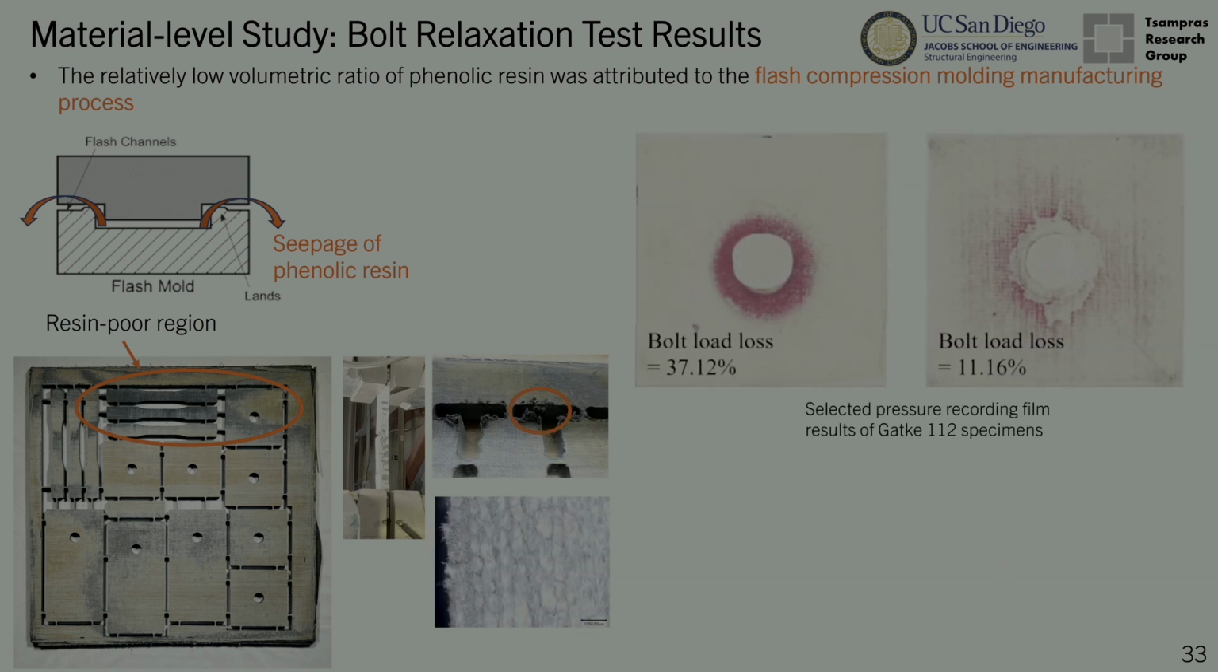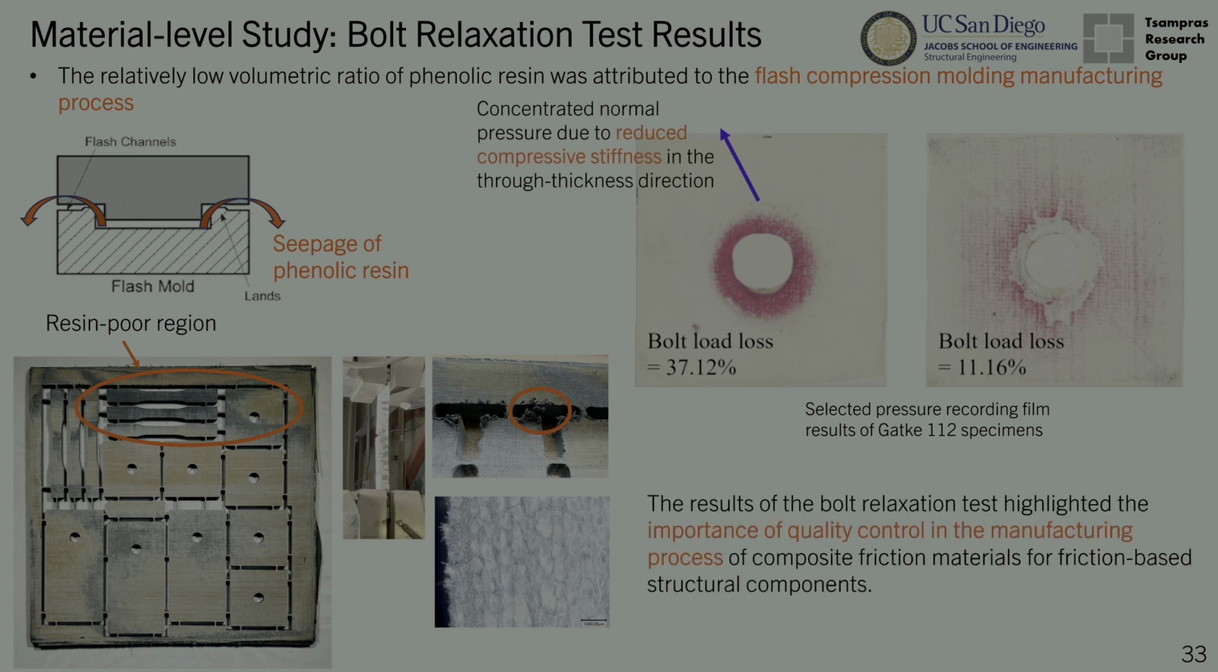One example is if you take pressure films, you can see the high concentration of normal pressure in that region where we try to compress that particular part. So there is importance in the quality control of these elements if you actually want to use them in a friction-based component to ensure long-term performance in the bolt load you expect.